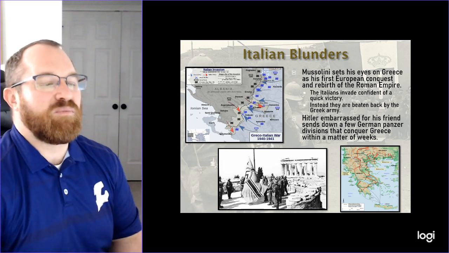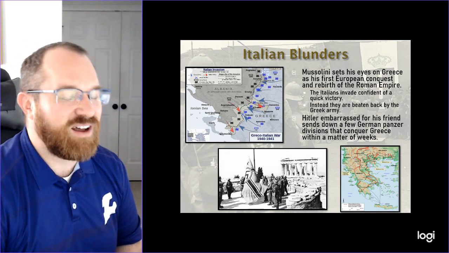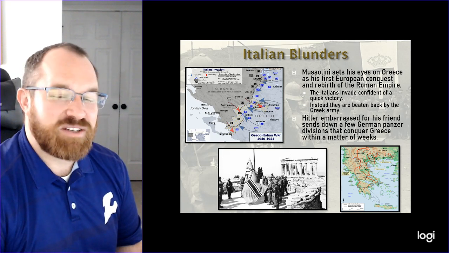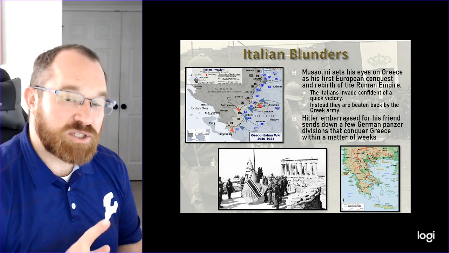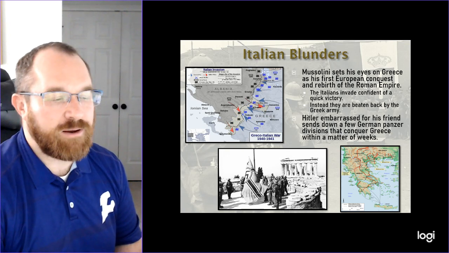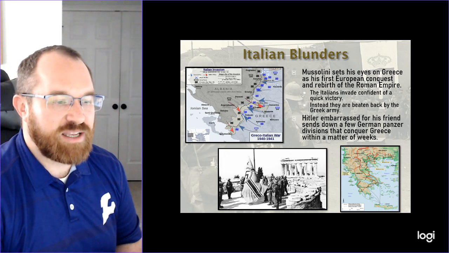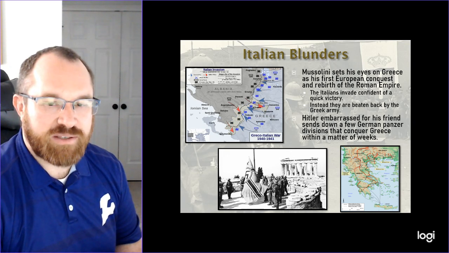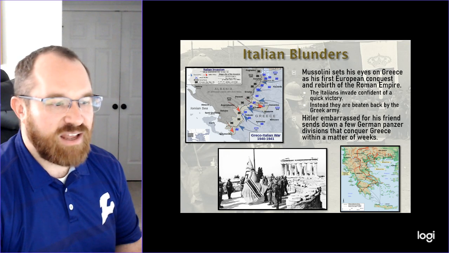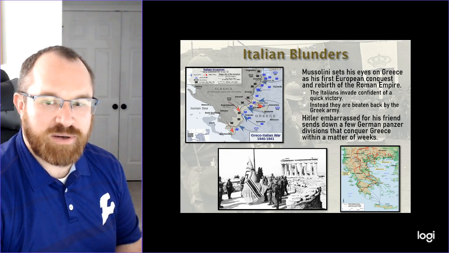So when the Germans hear about this, when Hitler hears about this, he's like, oh, really? And so he has to divert a portion of his army that was supposed to help out in Operation Barbarossa, the invasion of Russia later on that year, down to Greece to help out, and he is able to conquer Greece in a matter of weeks. You know, the Italians kind of help out as well, but mainly because of the Germans being there, they conquer Greece in a matter of weeks.